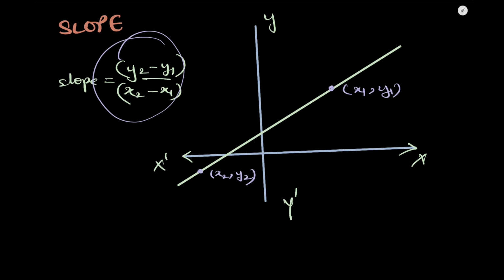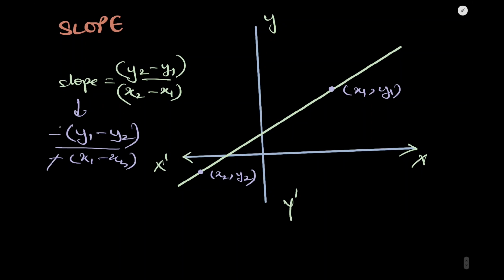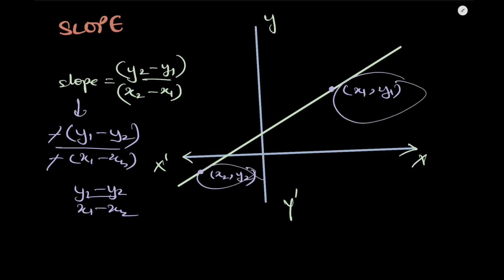But again, you can modify this formula by taking out the minus sign, that is y1 minus y2 upon x1 minus x2, and the minus sign gets cancelled. But always remember that if you're subtracting this term minus this term, then the x will also follow the same pattern. I'm saying this because if you don't follow the same pattern, you'll get a negative sign.